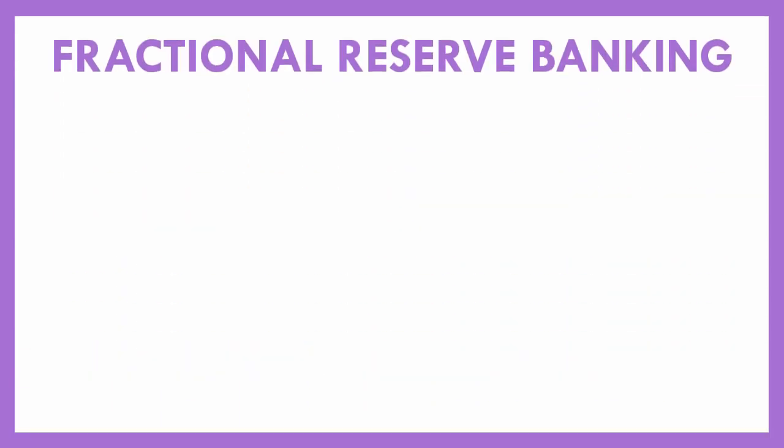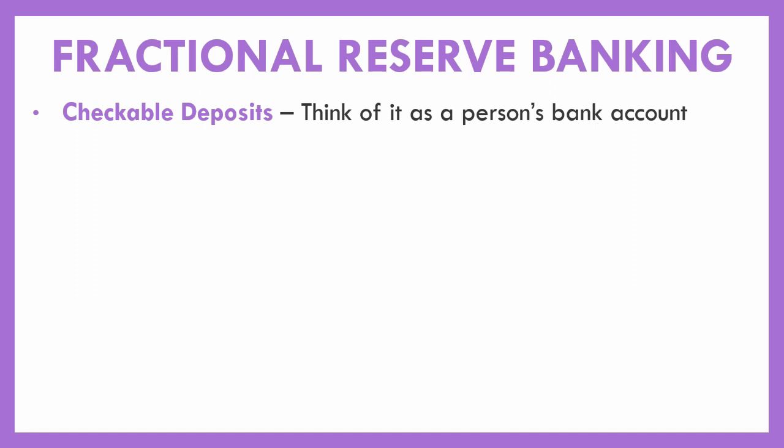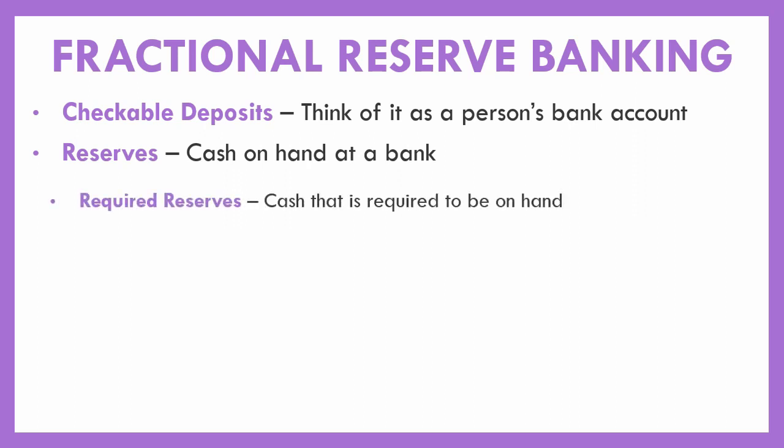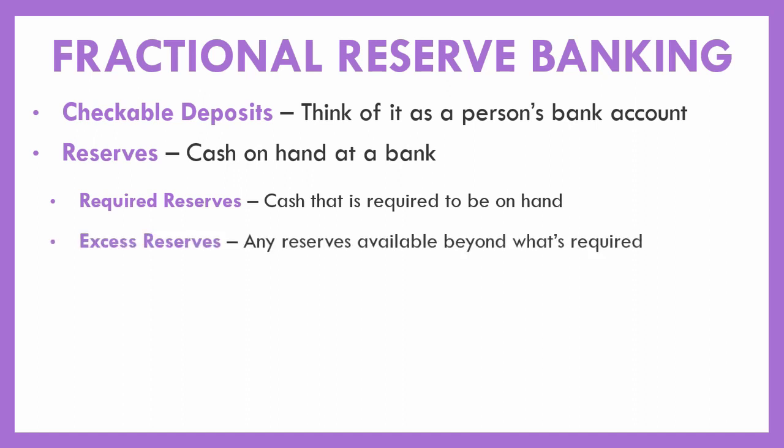So there are a few different terms we're going to see. We have checkable deposits. Think about that just as your bank account, money that's dropped off by you or by someone else at the bank. Reserves is any cash that's on hand at the bank. Now, this money at the bank can be considered required reserves, remember there's a percentage that they have to keep, but it can also be known as excess reserves. Excess is anything that's beyond what's required, extra cash that they don't have to keep there. But they do have it there, right? It's excess. It's left over.